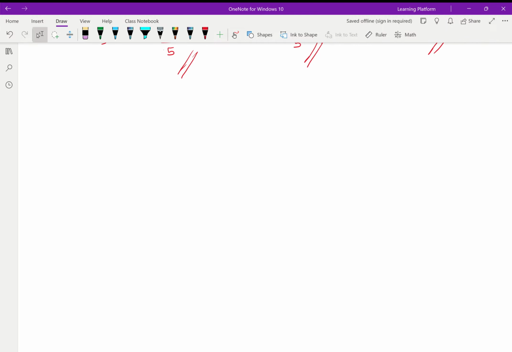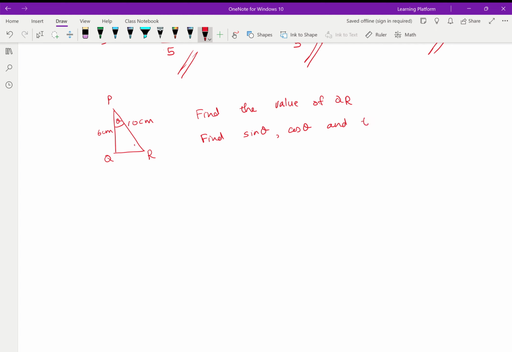So I'll do one more question with you. This is 10 centimeter. This is 6 centimeter. You have to find the value of QR. Find the value of QR here. Then find sin theta, cos theta and tan theta. That is the question.